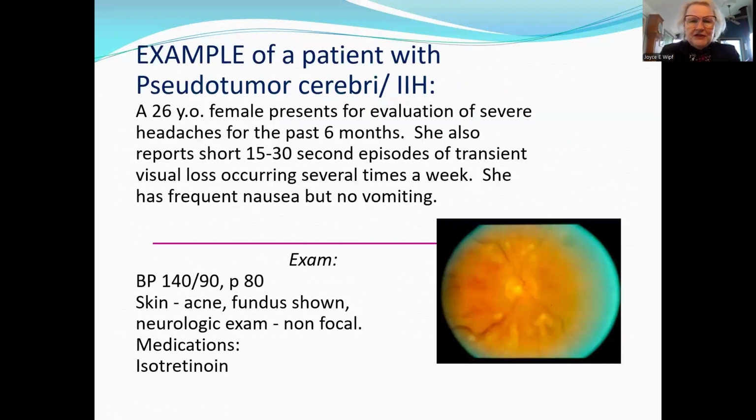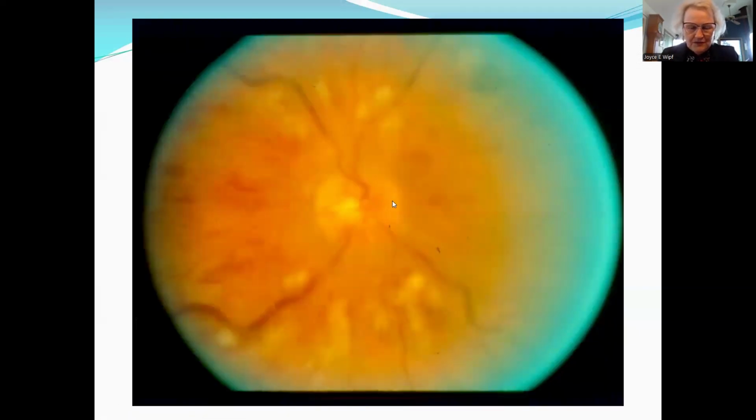So example of a patient with IIH. A 26-year-old female presents for evaluation of severe headaches for the past 6 months. She also reports short 15 to 30-second episodes of transient vision loss occurring several times a week. She has frequent nausea but no vomiting. On exam, vitals may be the same, skin, acne, fundus shown, neurologic exam, and medications, isotretinoin, which has a black box warning for papilledema. And here is an image of a patient who had IIH with papilledema.